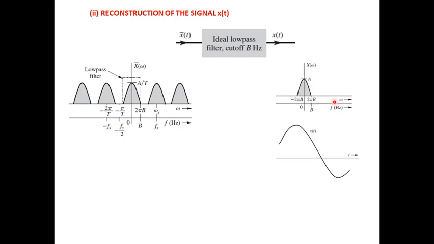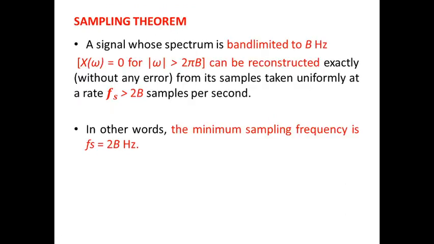Or we can also say that x of omega is a Fourier spectrum and its corresponding time domain is nothing but x of t. So x of t is successfully reconstructed from x cap of t. So understanding the process of sampling, we will now be able to define what is called the sampling theorem.